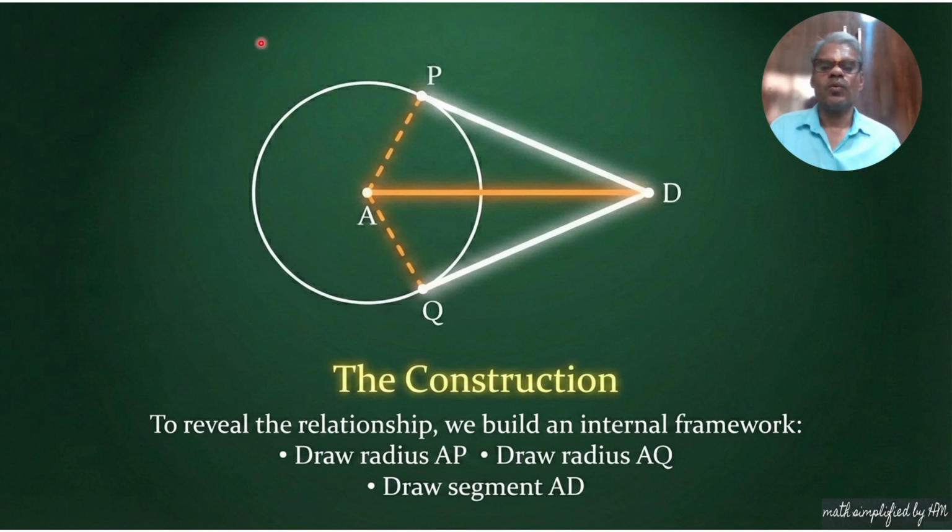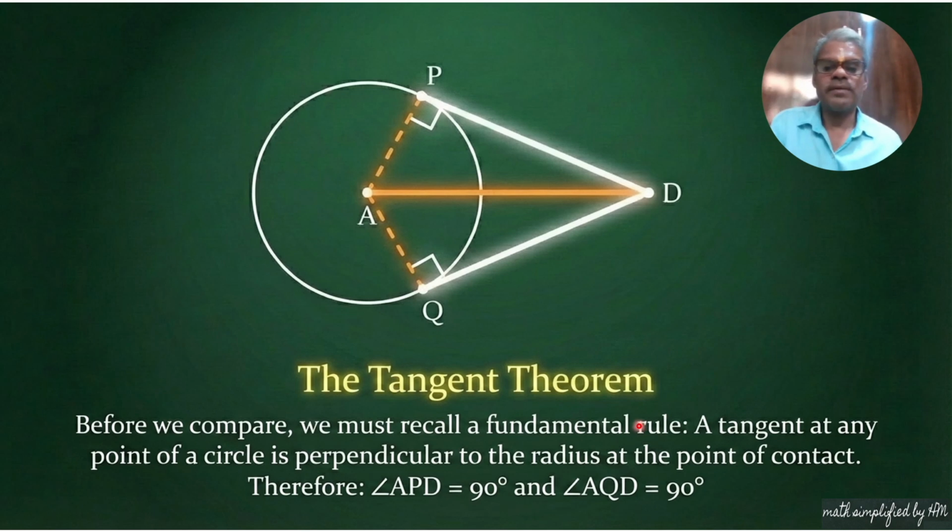For this, we have to do a small construction. To reveal the relationship, we build an internal framework. Draw radius AP and draw radius AQ. Draw segment AD.